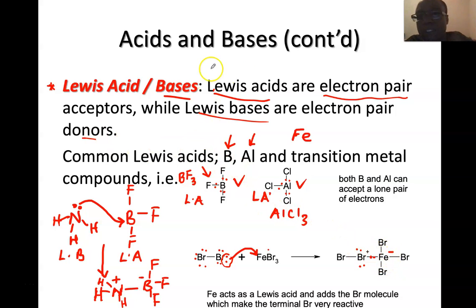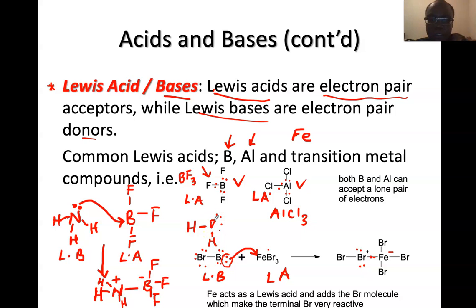So in summary, Lewis acids are electron pair acceptors. For example, this accepted the electrons. Lewis bases are electron donors. So this is a Lewis base. That's a Lewis acid, Lewis acid, Lewis acid. Ammonia is a Lewis base. Water can also be used as a Lewis base because it has lone pairs.